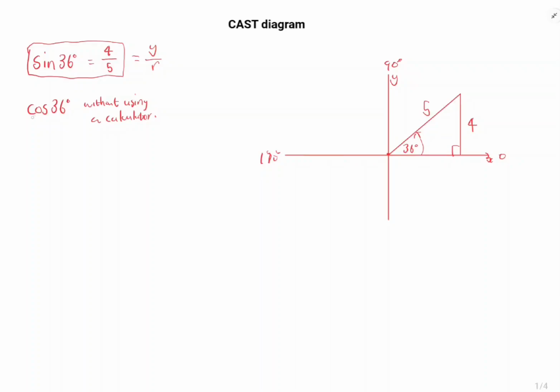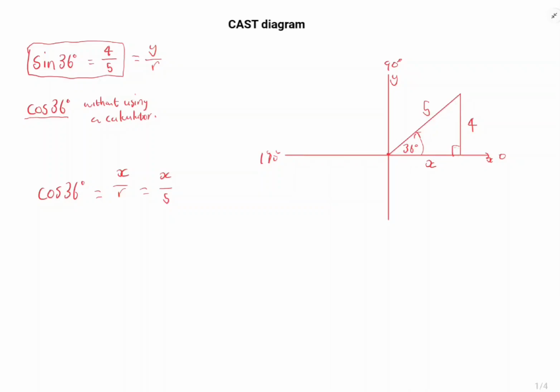Now the question says, what is cos 36 without using a calculator? Okay, what do we know about cos? Cos 36 in this particular situation would be x over r, or adjacent over hypotenuse, however you want to write it. But for this example, let us stick with x over r. X is this line over here, so it's going to be x over 5. How can we solve for x?